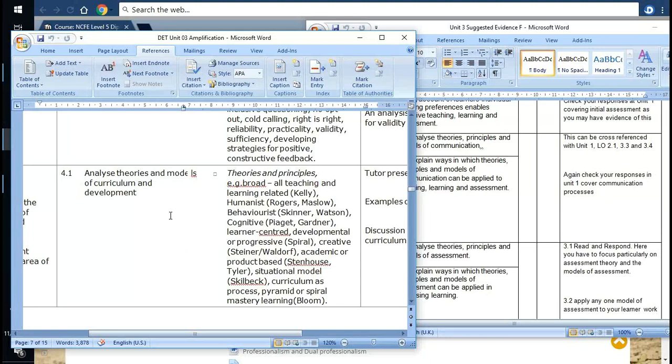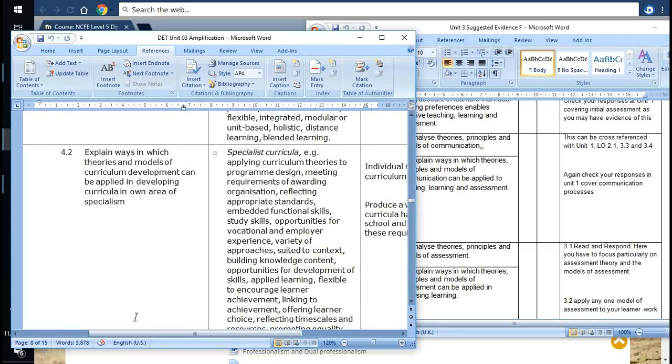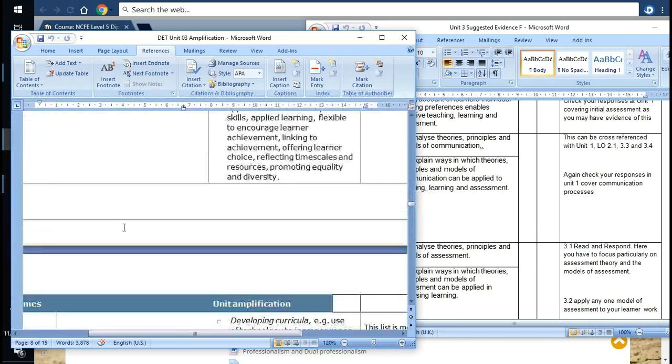Or some examples. And then when you get to the next one, after you've done your analysis, there'll be one that probably matches nearly to what you would do. There might be some that are absolutely exact as well. But basically, then it's just an explanation of how those theories match with the way you actually develop curricula.